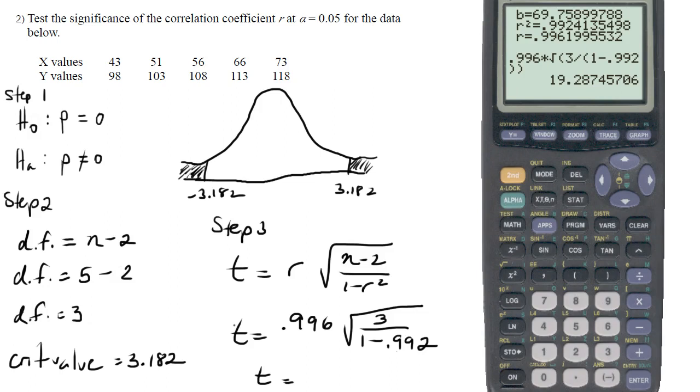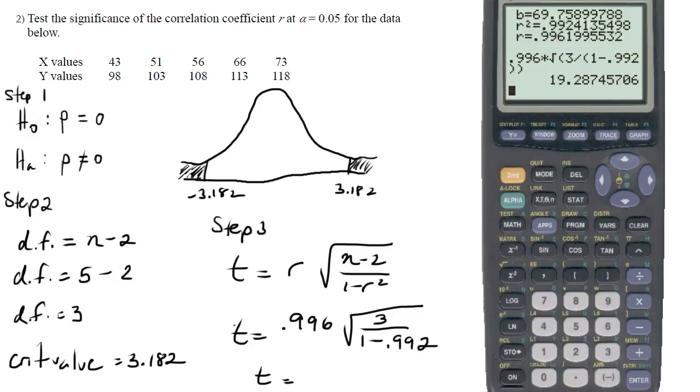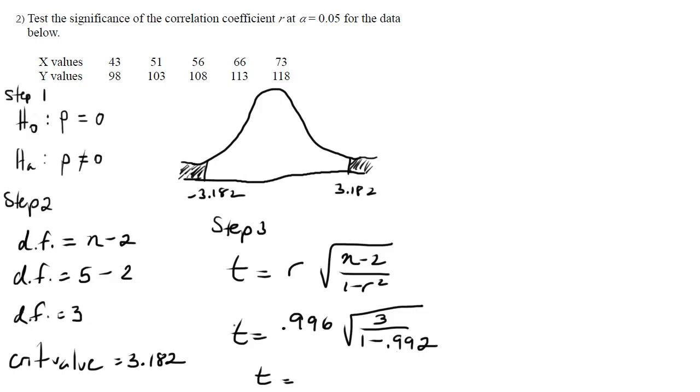19.287. Oh gosh, I dropped my pen. Where'd it go? I don't see it. There it is. Rolled under my desk. So what's T again? 19.287. 19.287. Okay, so that's our test value.